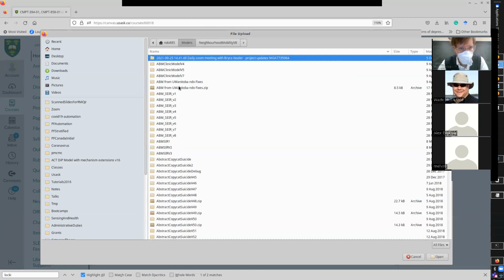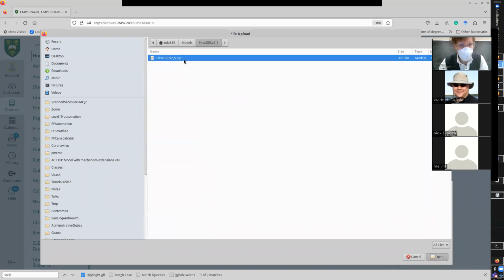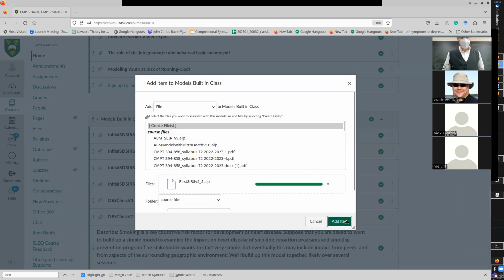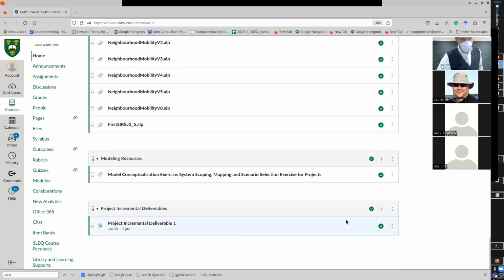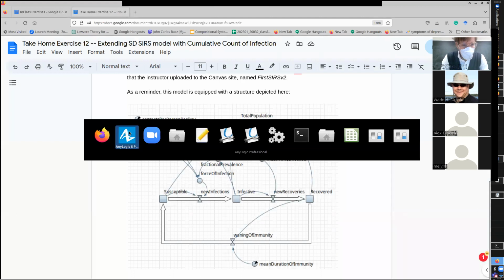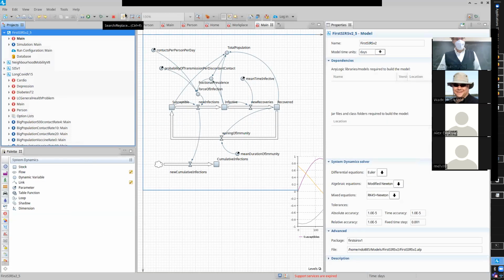Let's go grab this. Okay. Good. So if you want to grab it there, it's the last one listed, First SIRS version 2.5. Okay. So let's get going on this. We don't need this anymore. No, close it up. Okay.